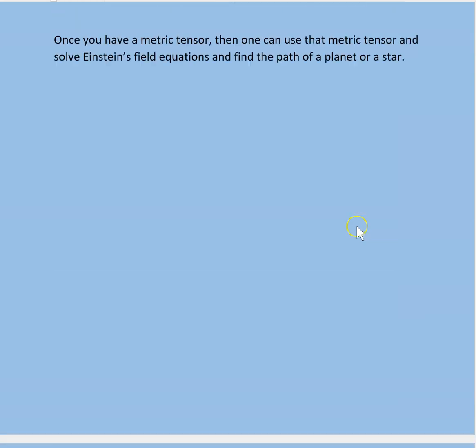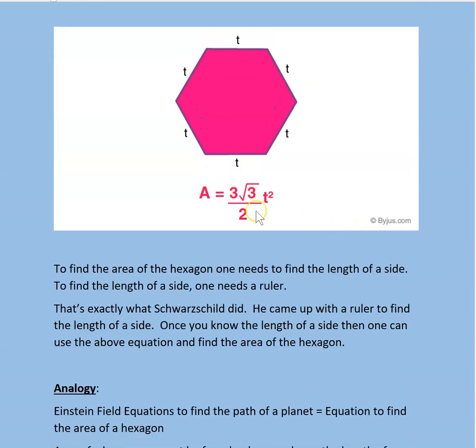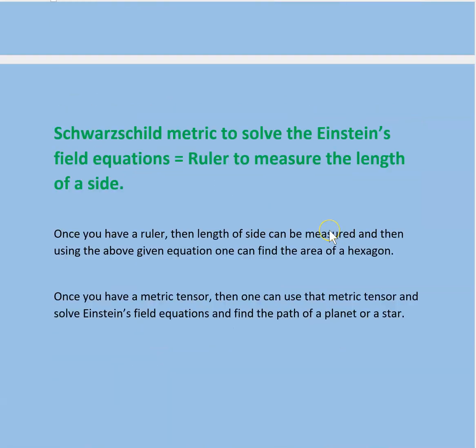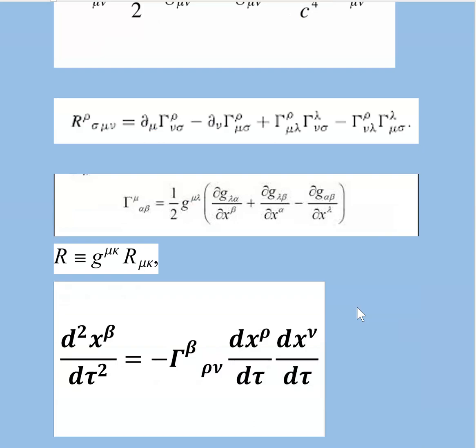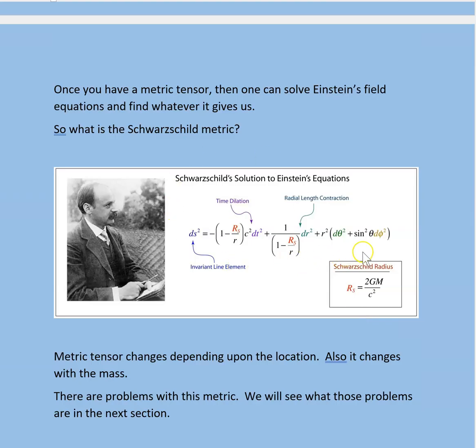This is like this equation. We did not have a ruler, which is called a metric. And we discussed that Schwarzschild came up with a metric. And the metric was this: ds squared equals (1 minus rs over r) c squared dt squared, etc. So this was the metric. So this was the ruler that we could use to solve Einstein's equations.